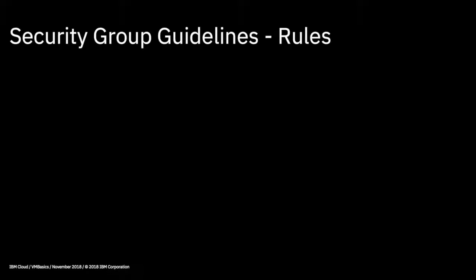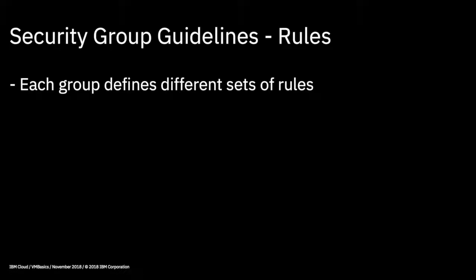Now let's have a closer look at some of the guidelines around rules when creating a security group. So first of all, each group will define a different set of rules. You can have up to 50 rules in a security group, so that gives you lots of combinations, but you don't really want to go and create a security group with identical rules. And don't forget, you should also make sure that you name any security groups so that you know what they're for and what they do, because that will make life a lot easier.